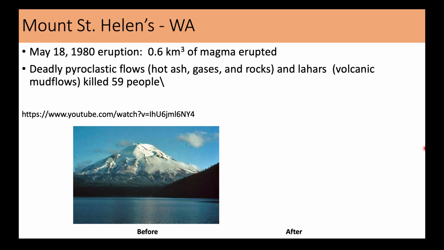So for example, I have two different volcanoes to look at. We're going to see the different types of volcanoes that can exist. So this is Mount St. Helens in Washington. It erupted in 1980. It had very, very deadly pyroclastic flows, which were gases, hot ash, and rocks, as well as lahars, which are volcanic mud flows. And it killed 59 people.